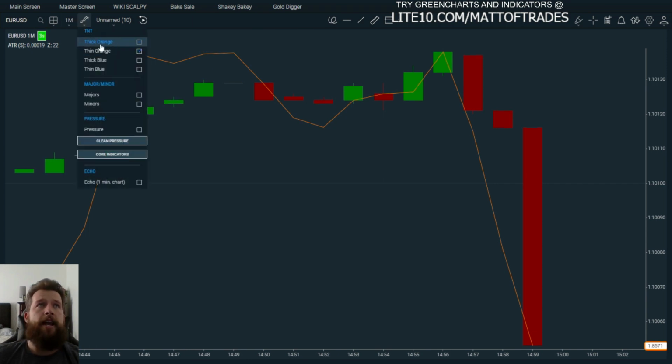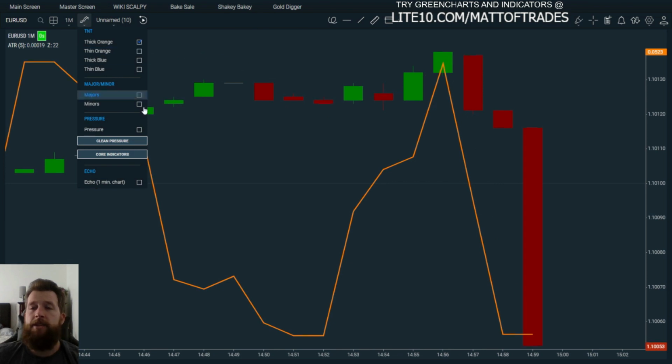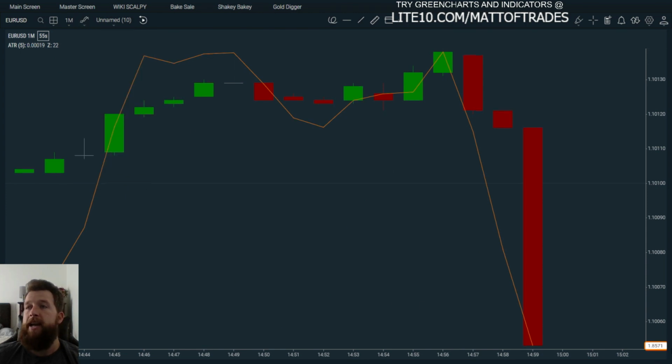Okay, the next one is the thick orange. Actually, before I move on, one more thing. Right here in the bottom corner, this shows you the current value of the thin orange, and that is between 0 and 10. A lot of traders will say, if it's below 1 or above 9, it's either overbought or oversold. I might be looking to not take any trades in the direction that it's overbought or oversold in, and look for opportunities for it to start going the other way.